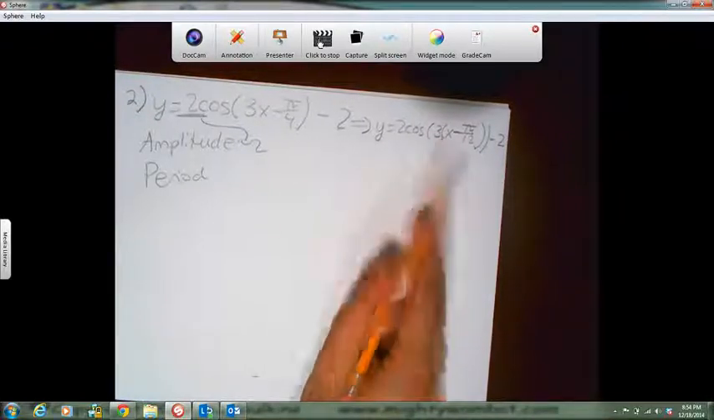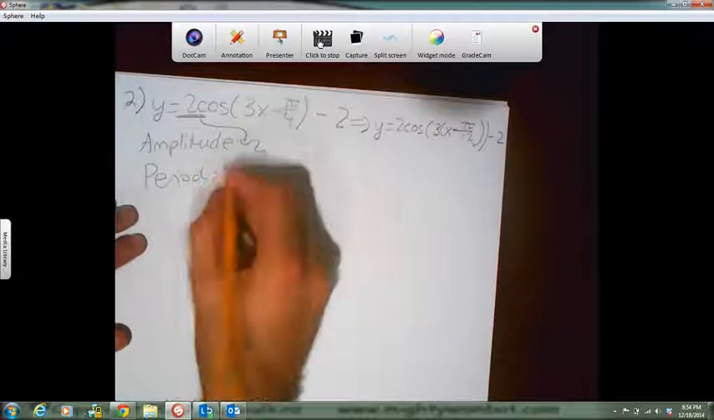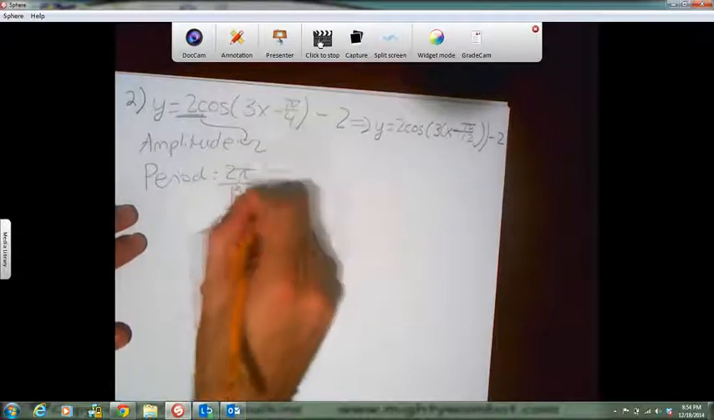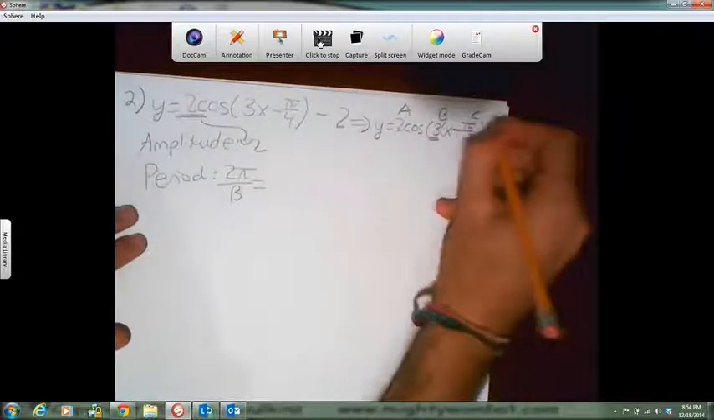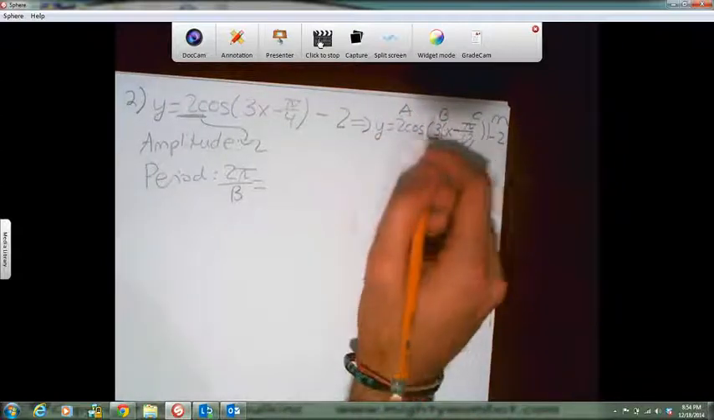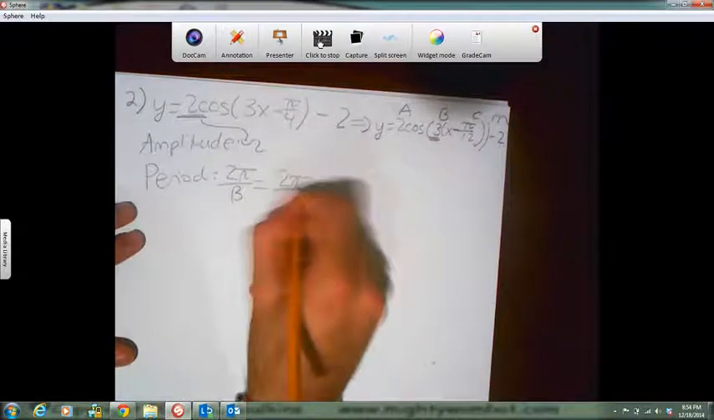The period, the formula is 2 pi over b. In this case, b is 3. By the way, this is A, B, C, and M. b is 3. So 2 pi over 3 is the period.